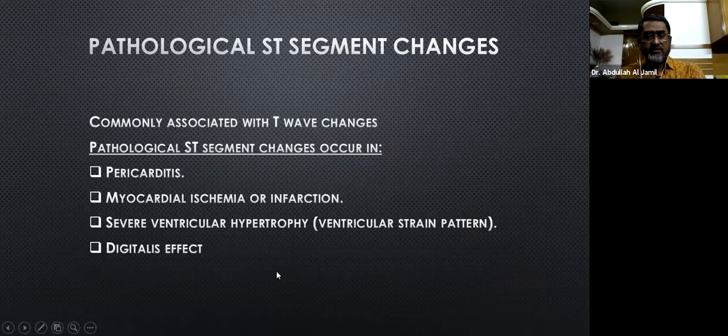Pathological ST segment changes are commonly associated with T wave changes. This occurs in pericarditis, myocardial ischemia or infarction, severe ventricular hypertrophy, ventricular strain pattern, and digitalis effect.